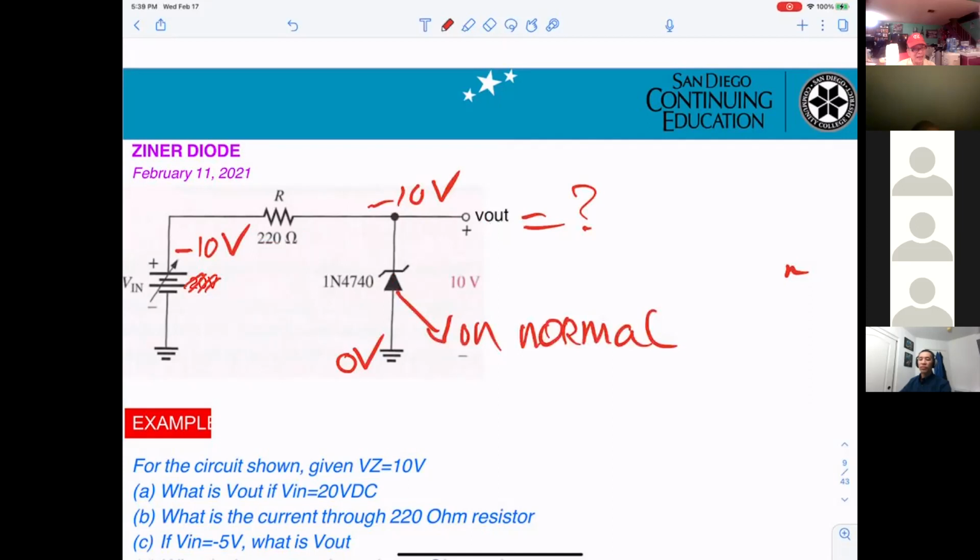Now, when the diode is on, normal, I want you to substitute the diode by a battery. So this side will be positive. This side will be negative.